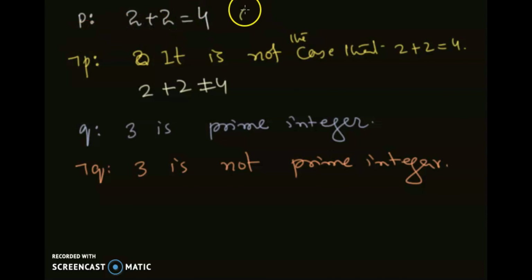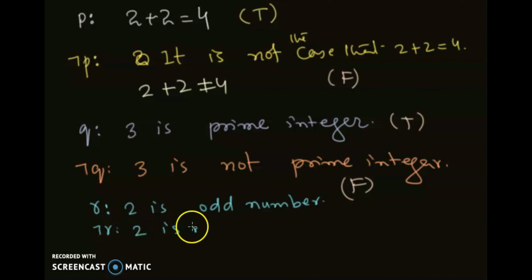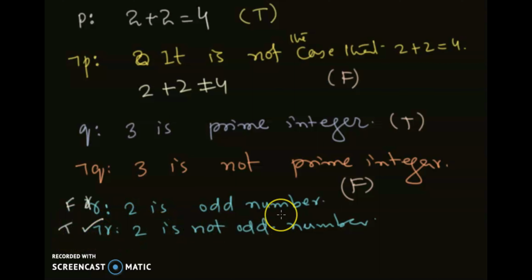You can see that 2 plus 2 is 4 was a true statement, and hence its negation is going to be false. This was also true, so its negation is going to be false. Now consider this statement R, which says that 2 is an odd number. Its negation, not R, is going to be 2 is not an odd number. Now you can see that R is false, hence its negation is going to be true. False means F, its truth value is false, so its negation will have truth value true, right?